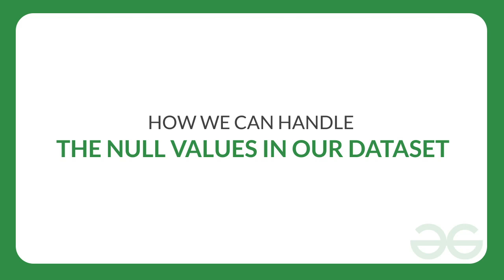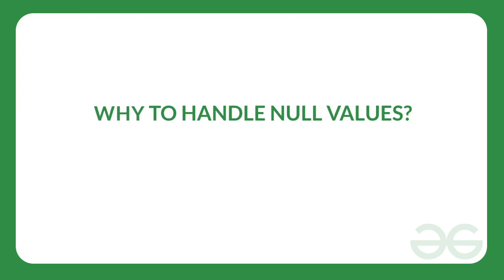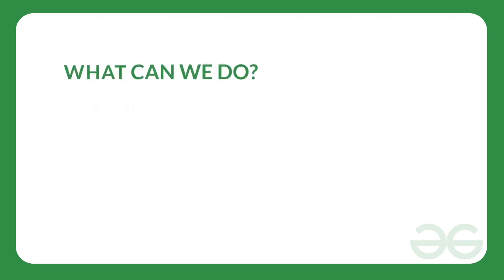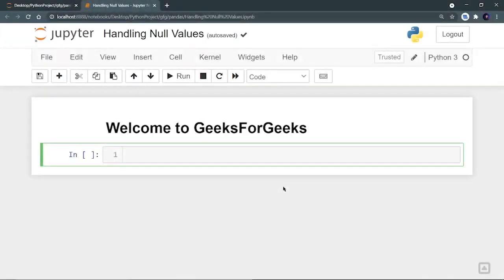In this video, we are going to see how we can handle the null values in our dataset. Sometimes our dataset contains some empty cells, and we call those cells null values. We have to handle those null values because we can't provide null values to a machine learning model. We can either fill these null values with some value, or we can drop such rows, or we can replace them. So we are going to see a few methods for how we can handle these null values.